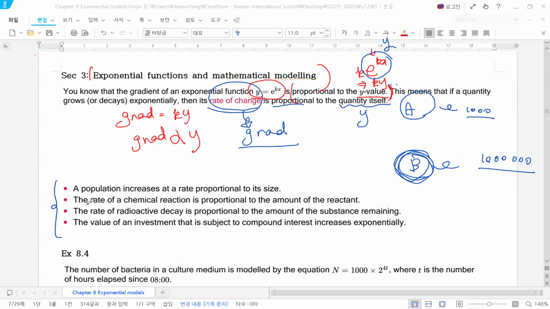Andrea, please read these. A population increases at a rate proportional to its size. The rate of a chemical reaction is proportional to the amount of reactants. The rate of radioactive decay is proportional to the amount of the substance remaining. The value of an investment that is subject to compound interest increases exponentially. So all these changes can be modelled by using exponential functions.